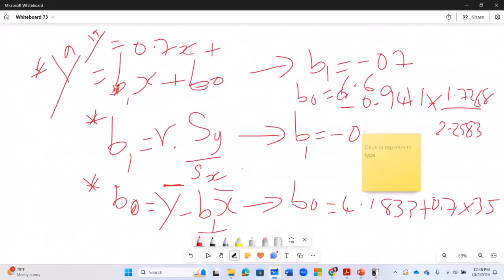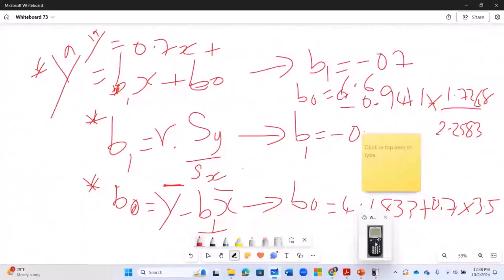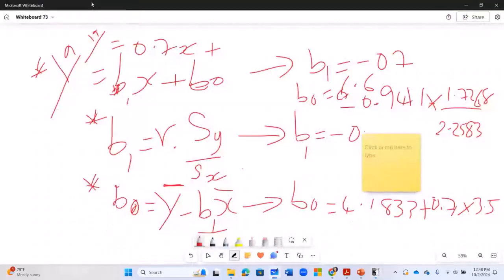And B0, let me see where I wrote my answer for B0. Where did I write my answer for B0? And let me check it in my calculator. Did I write it down? What was my 6.6? Okay, just making sure. 6.6, that's all.